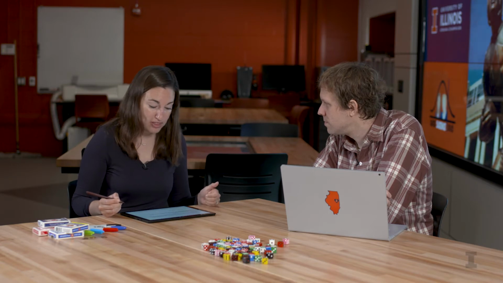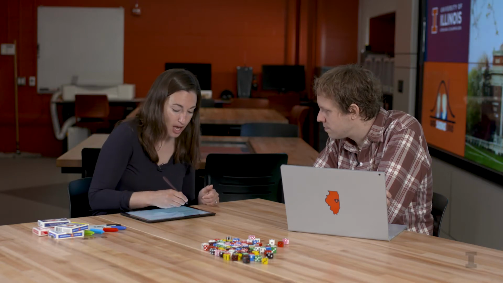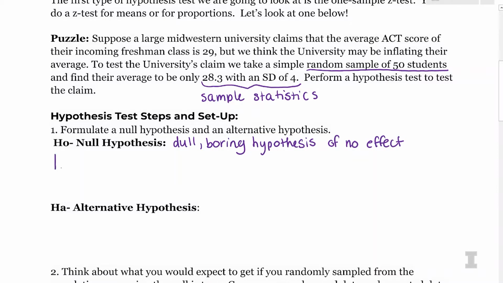So if I was going to write the null hypothesis in symbols, I would use this little H naught, or H0, to represent the null hypothesis. And then I would say our null hypothesis is just that the university is not cheating or saying that their ACT score is higher than it actually is. So I would say the true population mean is equal to 29. So whatever they claim the incoming average is, equal to 29.